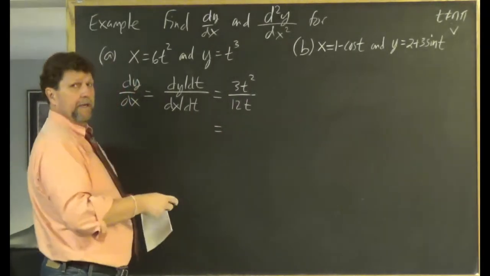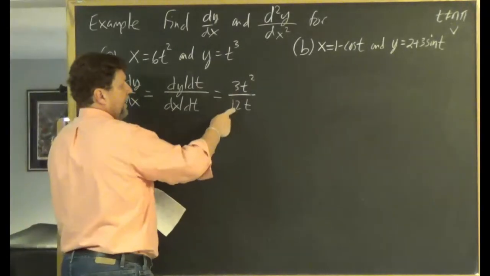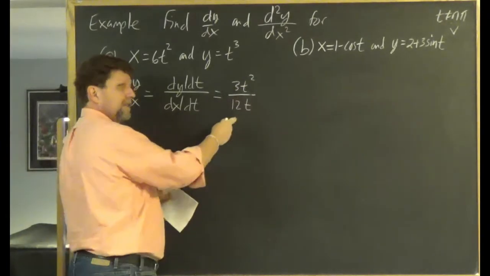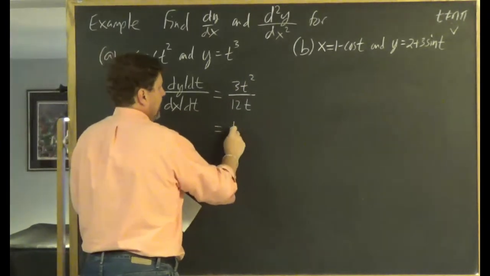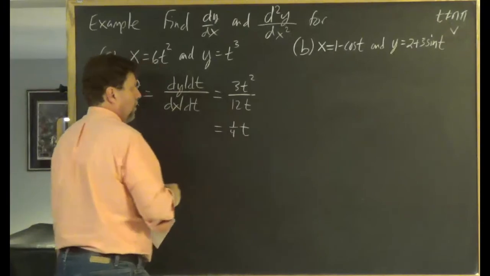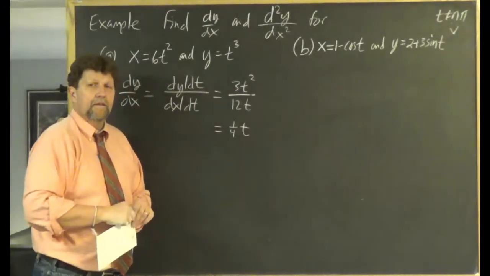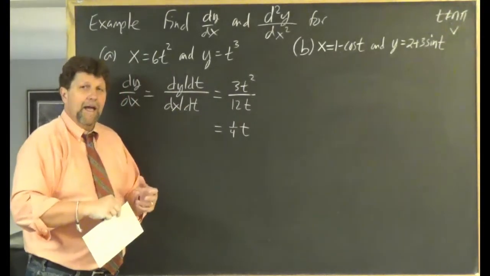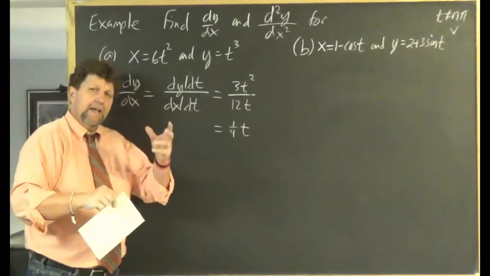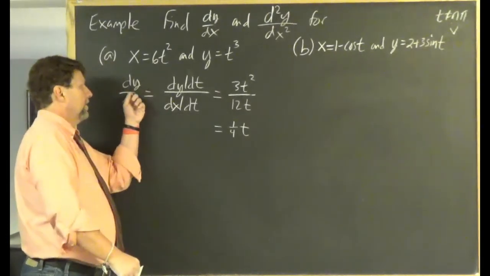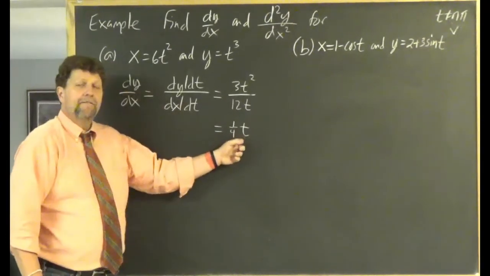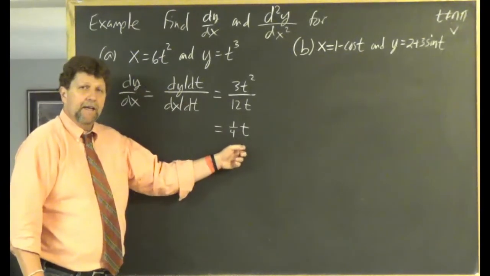That, well, look, we could simplify that down. That's 1/4. That's t. So that simplifies down to just 1/4 t. See, that's not bad. And as I said, the derivative is a function of t.